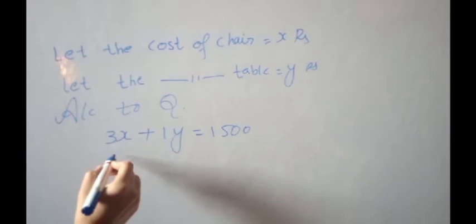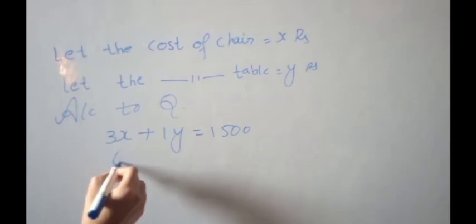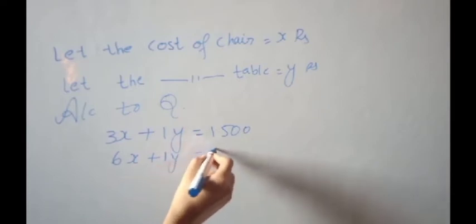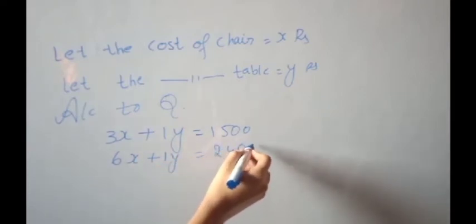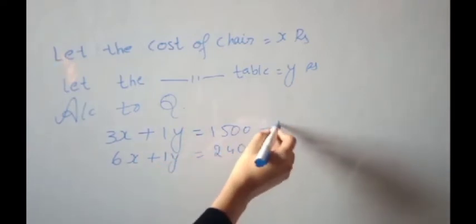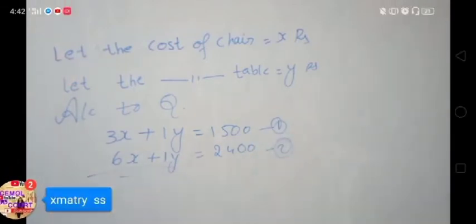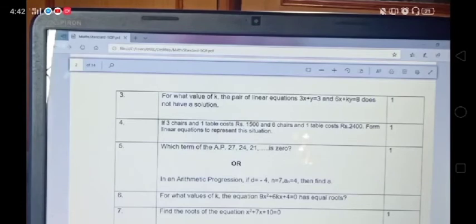So next situation is given. Next situation is 6 chairs and one table is equal to 2400. So here linear equation is formed, equation 1 and equation 2. So that's it. Only we have to form linear equation. So next come to fifth question.